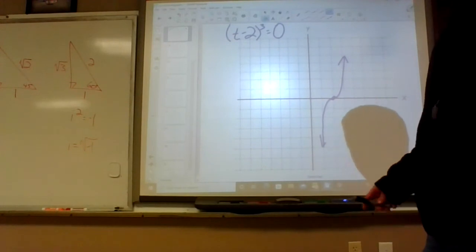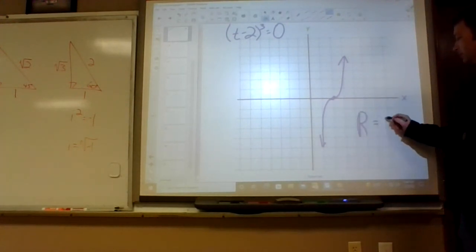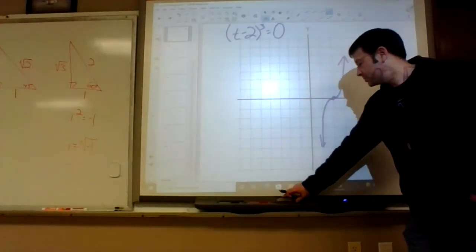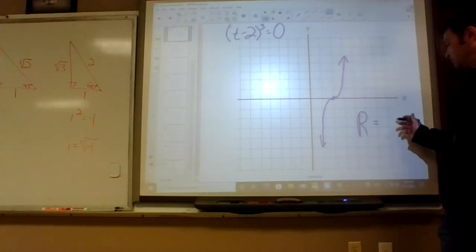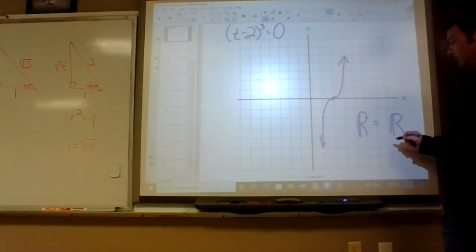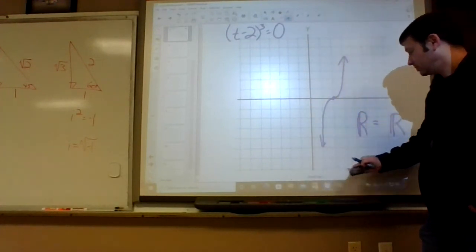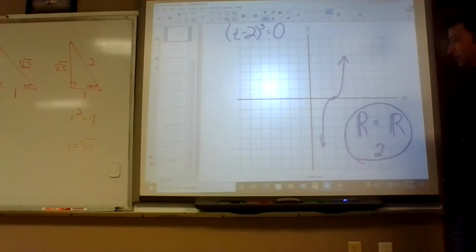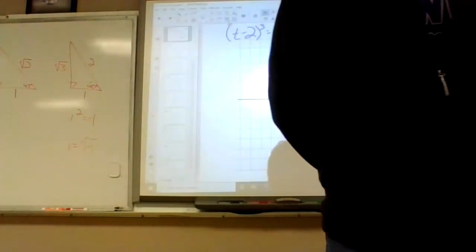I forgot what we're doing. Range? Yeah, range. What's the range? All real numbers. And then x equals 2. Use the graph to find the zeros of the function. Short answer.